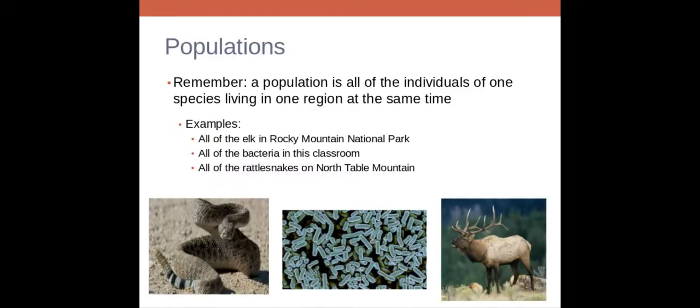So remember, last week we learned that a population is all of the individuals of one species living in one region at the same time. Some examples to reinforce this idea: all of the elk in Rocky Mountain National Park, all of the bacteria in one of the classrooms at A West, or all of the rattlesnakes on North Table Mountain. The key to remembering the definition of a population is that we are looking at one species in one area at the same time.